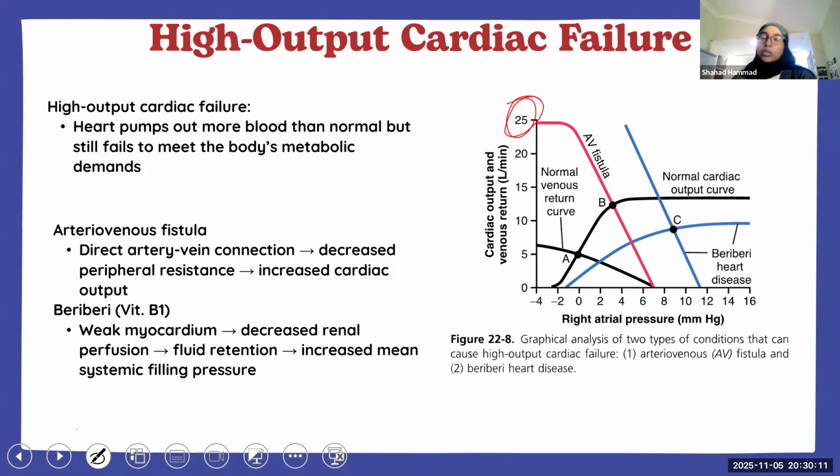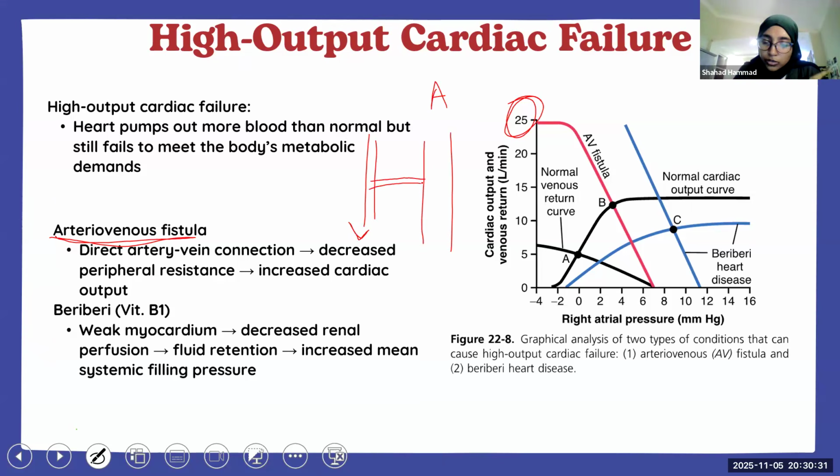Why is this? We have different cases. We have something called an arteriovenous fistula. A fistula is a pathological connection between two structures. So if we have, this is the artery here, and this is our vein, a fistula would be a connection between these two areas.